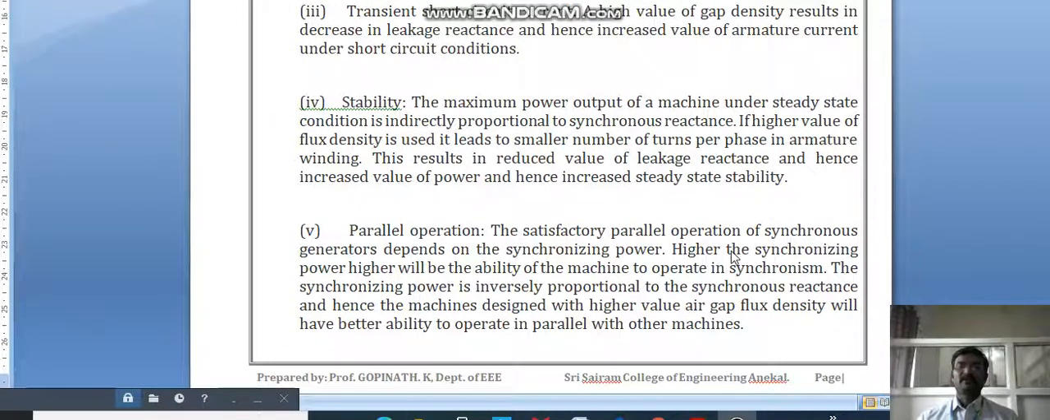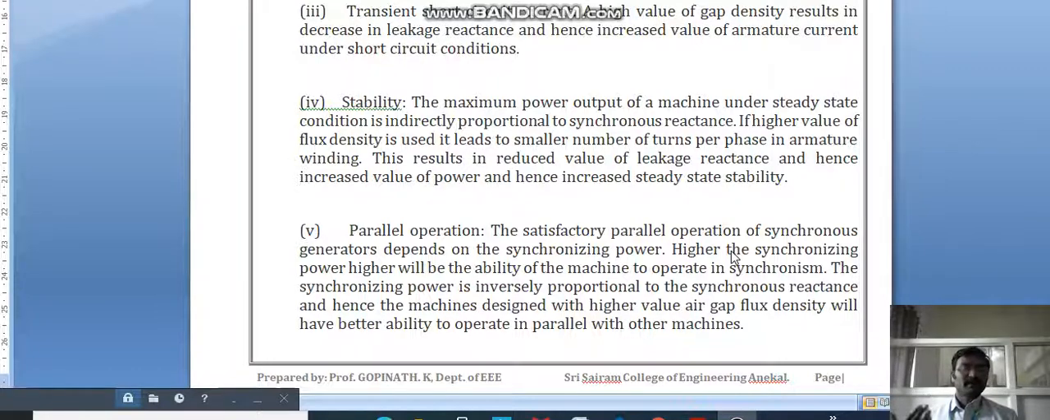The satisfactory parallel operation of synchronous generators depends on synchronizing power. The higher the synchronizing power, the higher will be the ability of the machine to operate in synchronization. The synchronizing power is inversely proportional to the synchronous reactance, and hence machines designed with a higher value of air gap flux density will have better ability to operate in parallel with other machines.